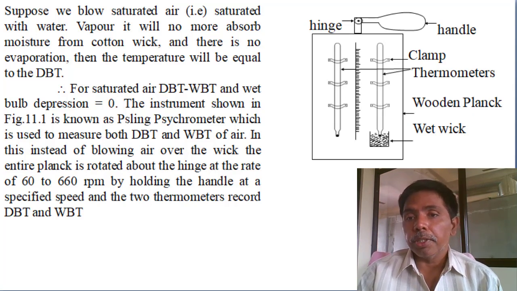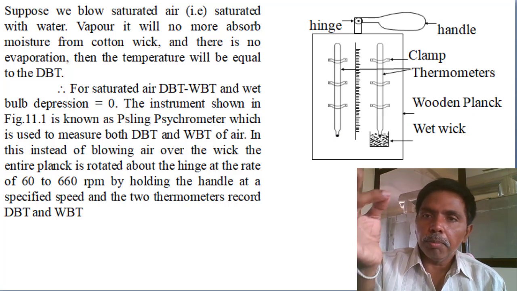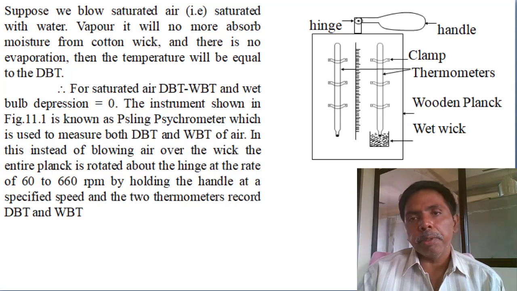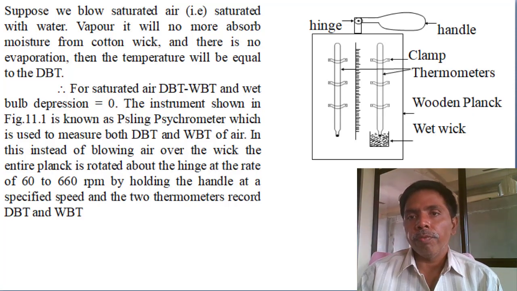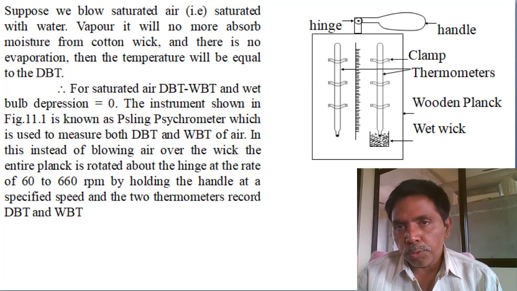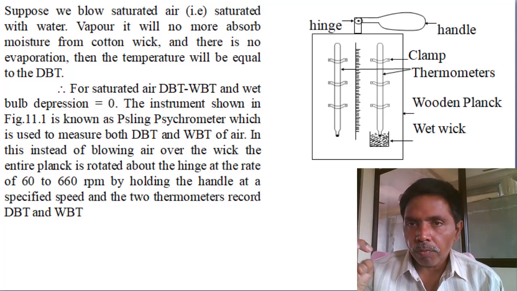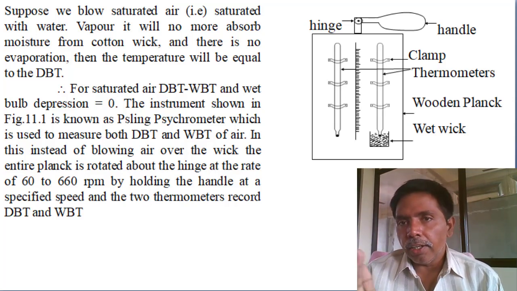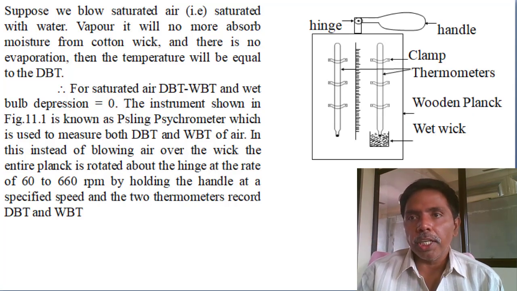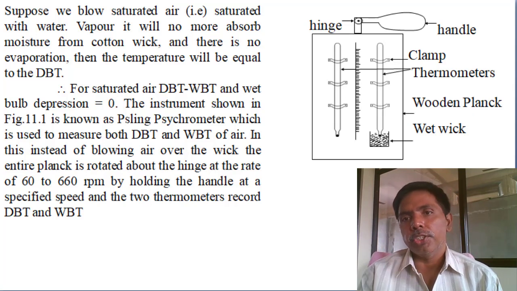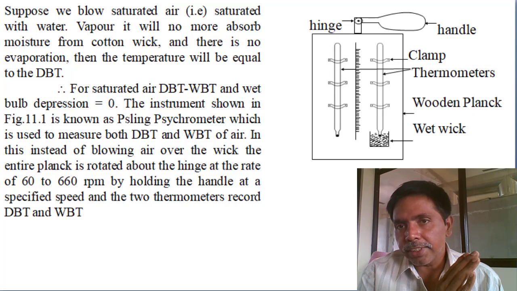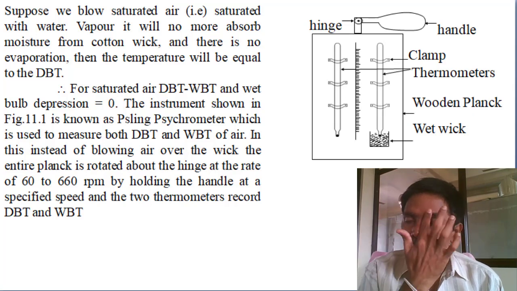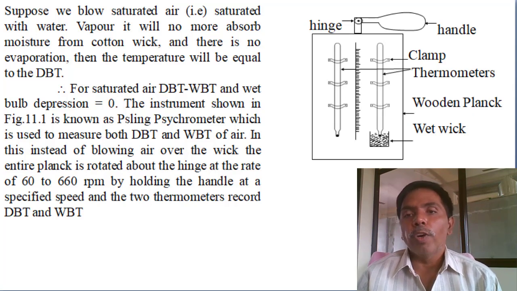First one is dry bulb temperature: the thermometer's exposed surface, that is called the bulb, in normal dry condition. The temperature we measure is called dry bulb temperature. The same bulb is covered by a wet wick and we pour water. Once air is moving with a certain velocity over the wet wick, the air starts absorbing the moisture. At one particular point, it will reach the saturation condition. At that time, whatever temperature we measure is called wet bulb temperature.